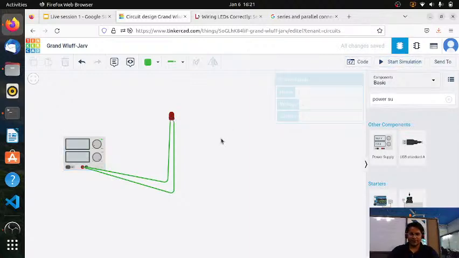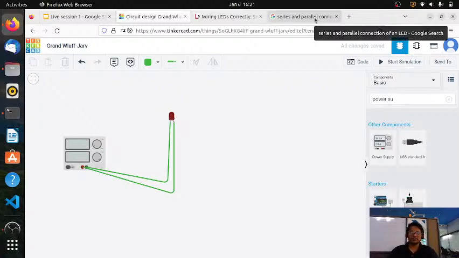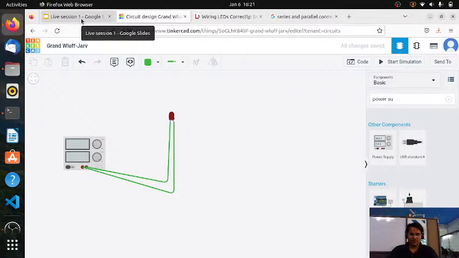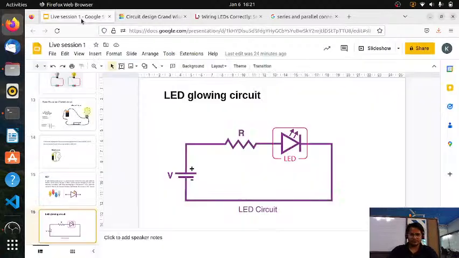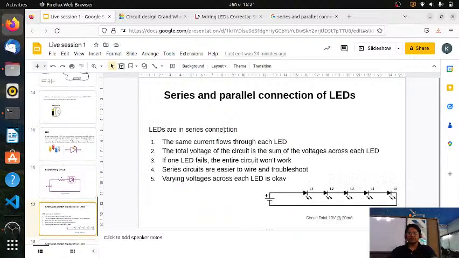Okay, so now we came to know LED requires 2 volt, and if you are applying more than that, of course you have to use a resistor to limit the current. That's what we have read in the slides. Resistor is used to limit the current. Okay, now moving on. So now we will learn about the series and parallel connection of LEDs.